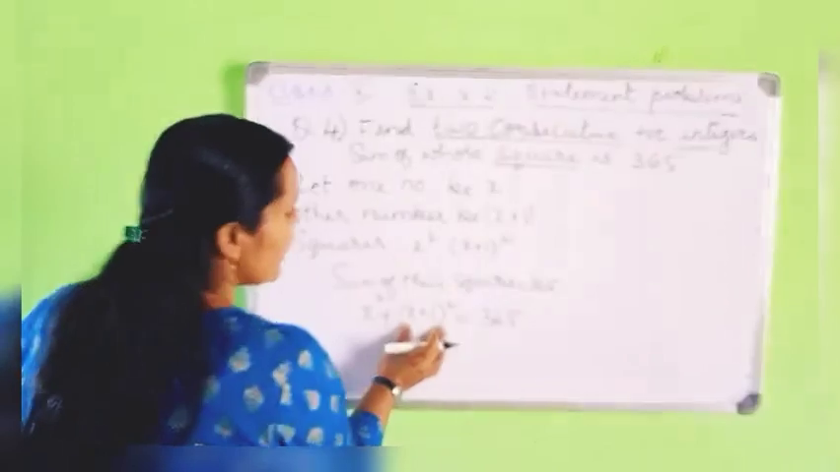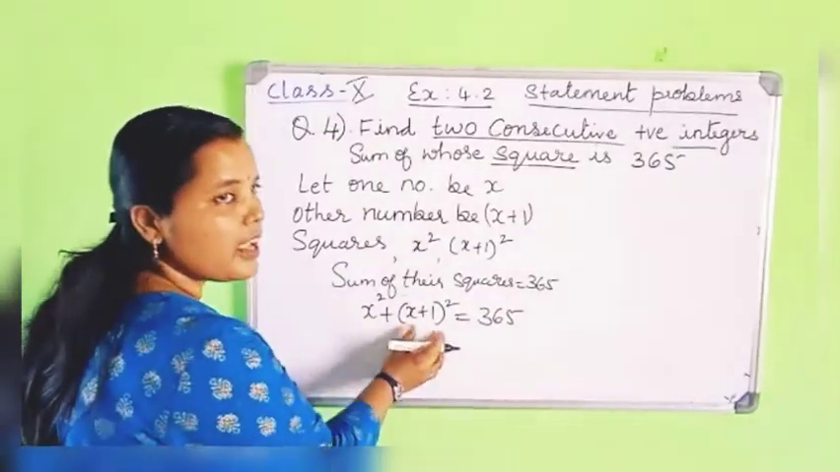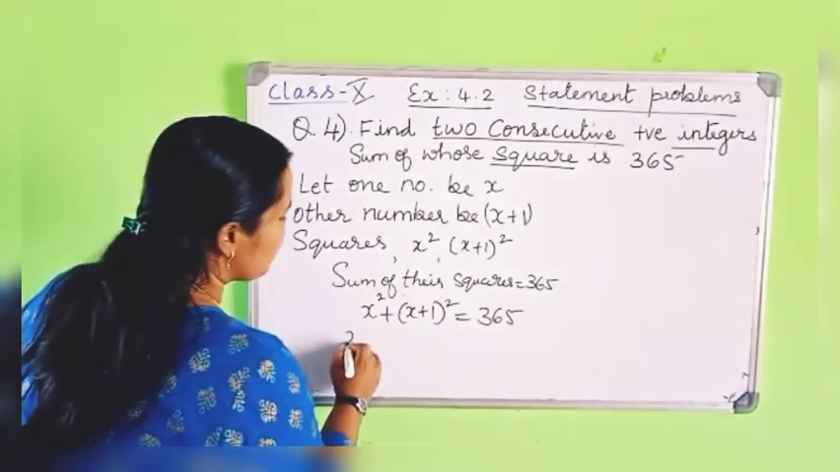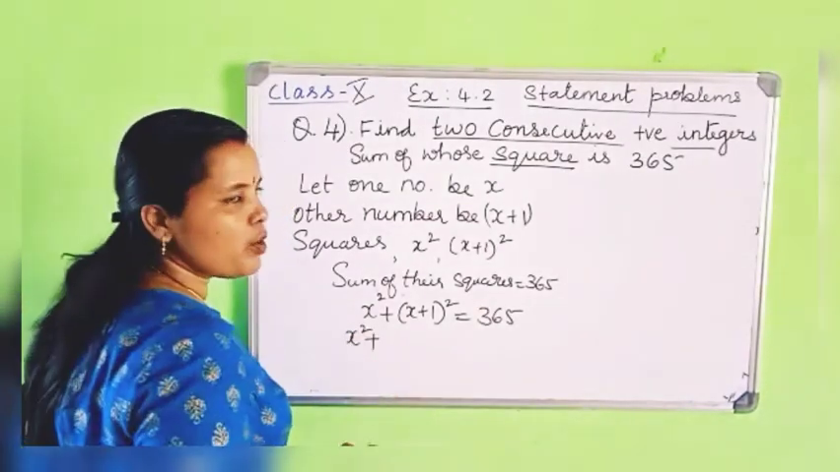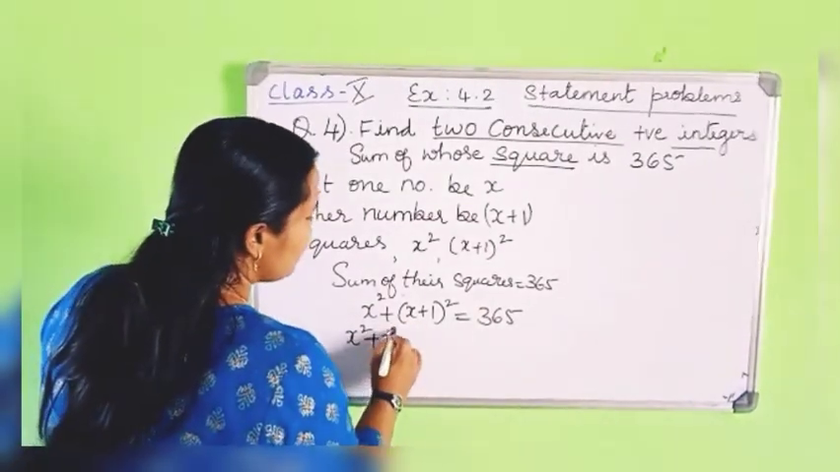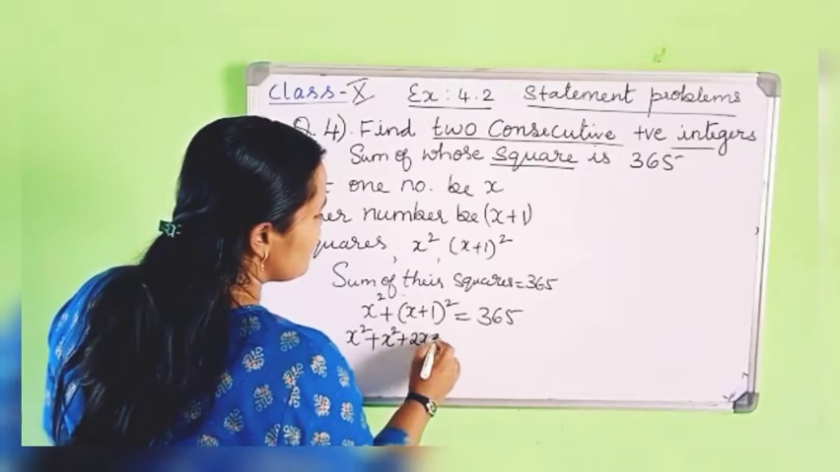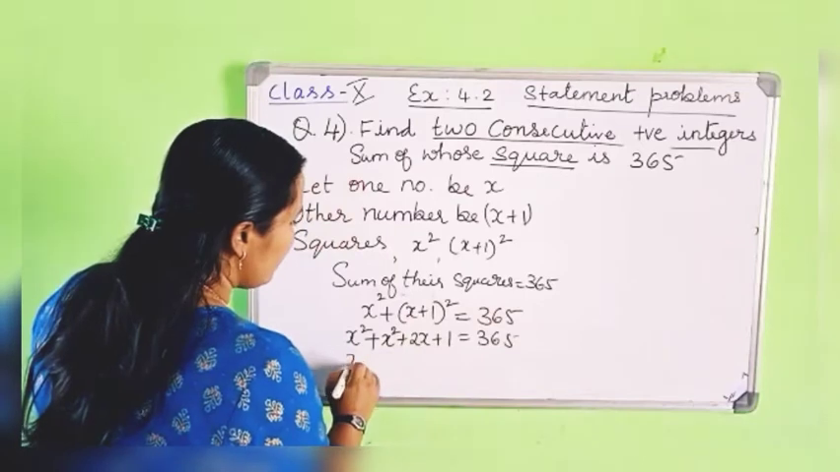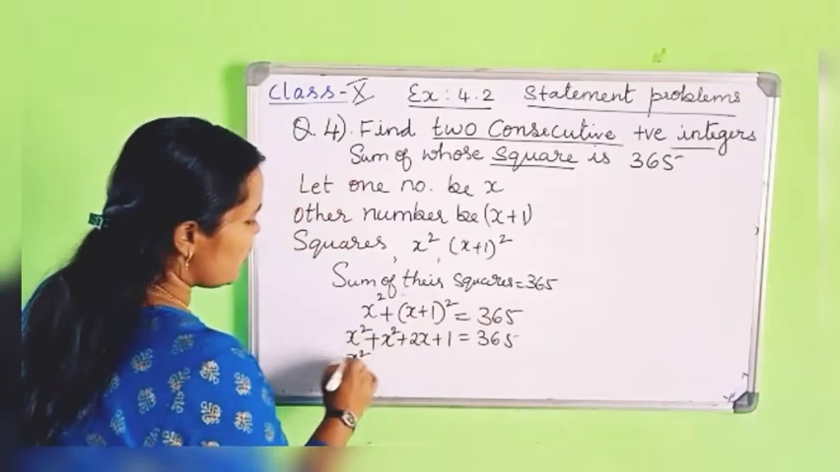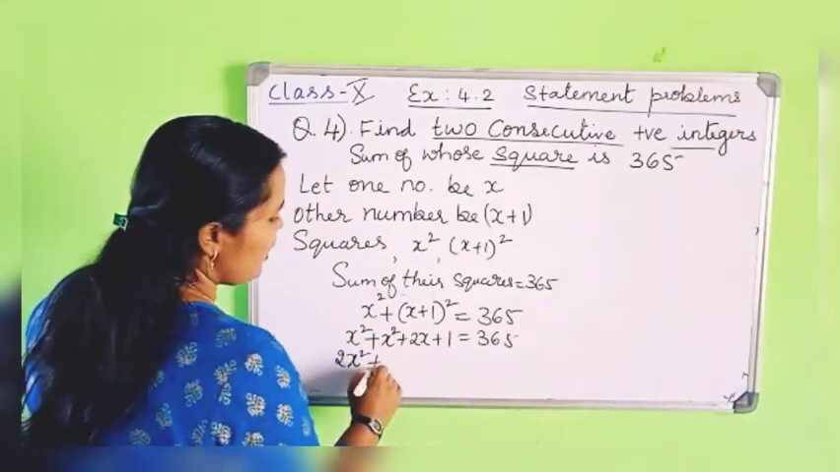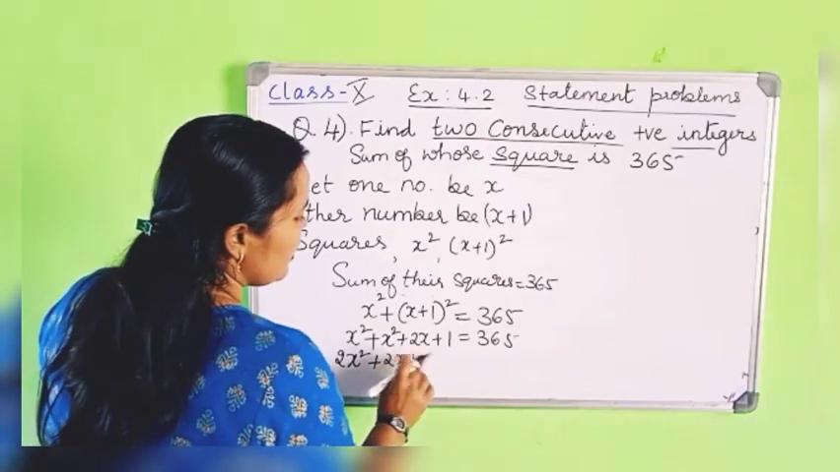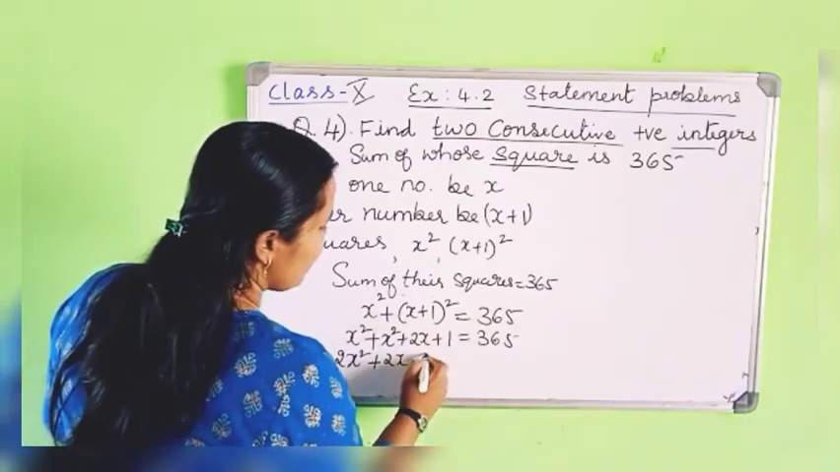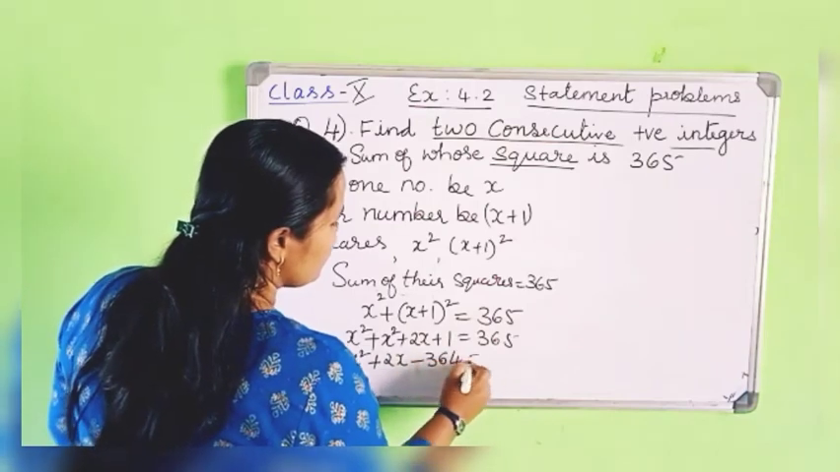Understood? You have to expand this by using an identity. In the previous videos I taught you how to expand by using (a plus b) whole square. So by using it you can take a square plus 2ab plus b square is equal to 365. When we take this to the left side, what will happen? This 1x square and 1x square becomes 2x square plus 2x. I will get 365 plus 1 is minus 364 is equal to 0.